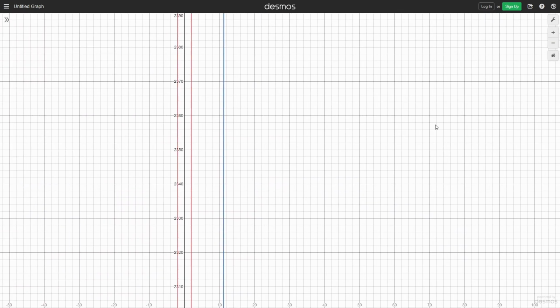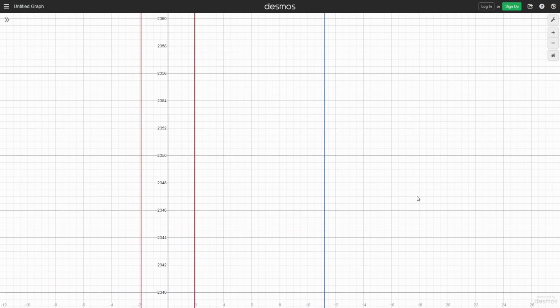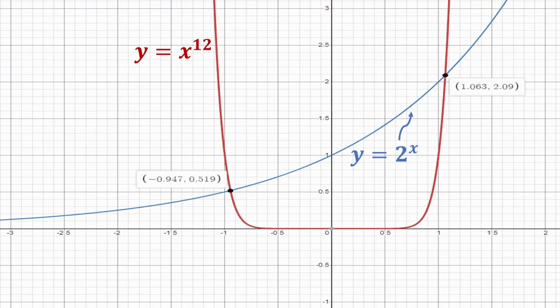Notice that I've zoomed out to a y value of about 2300, and still there's no intersection points in sight. So we did it. The answer is C, 2, right? Well, let's take a closer look.